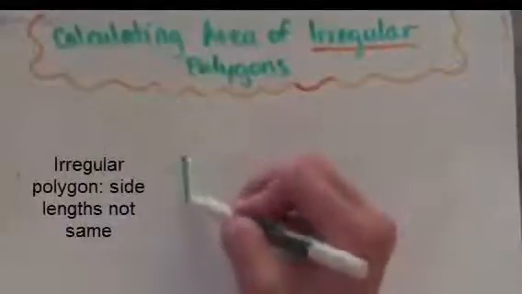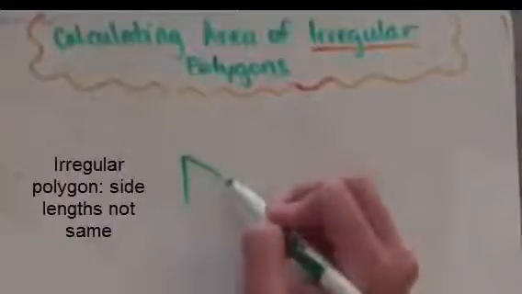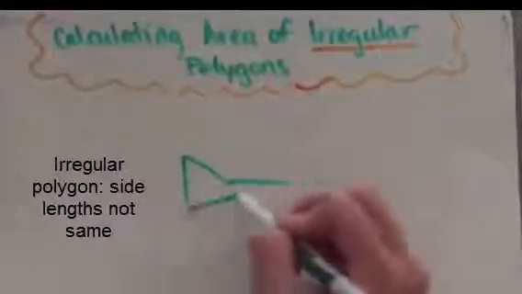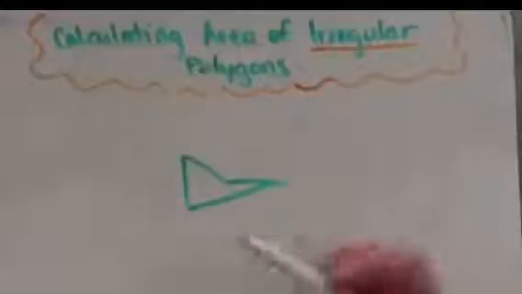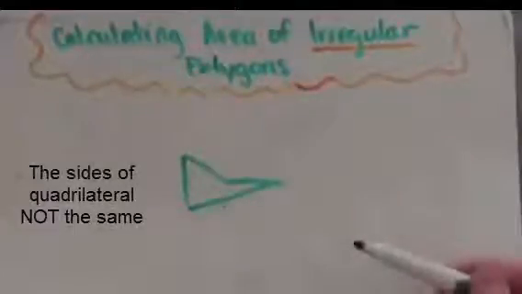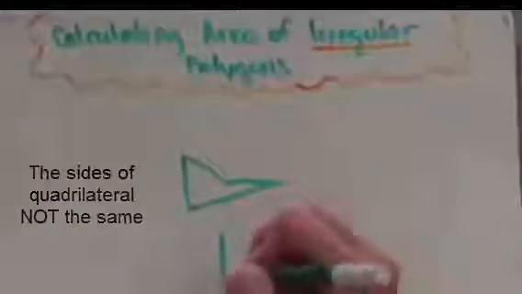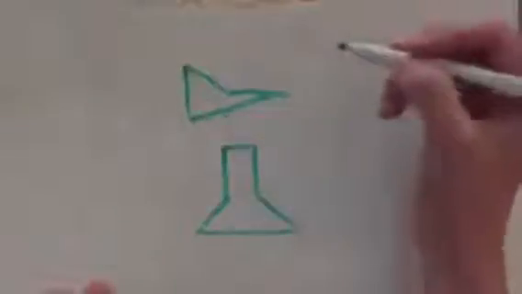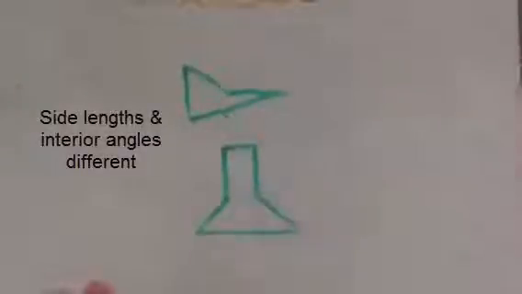An irregular polygon, on the other hand, is one whose side lengths are not all the same. So maybe a quadrilateral, 1, 2, 3, 4 sides, but obviously the side lengths and the angle measures are not the same. Or something like this hexagon, 6 sides, but the side lengths are different and the angle measures are different.